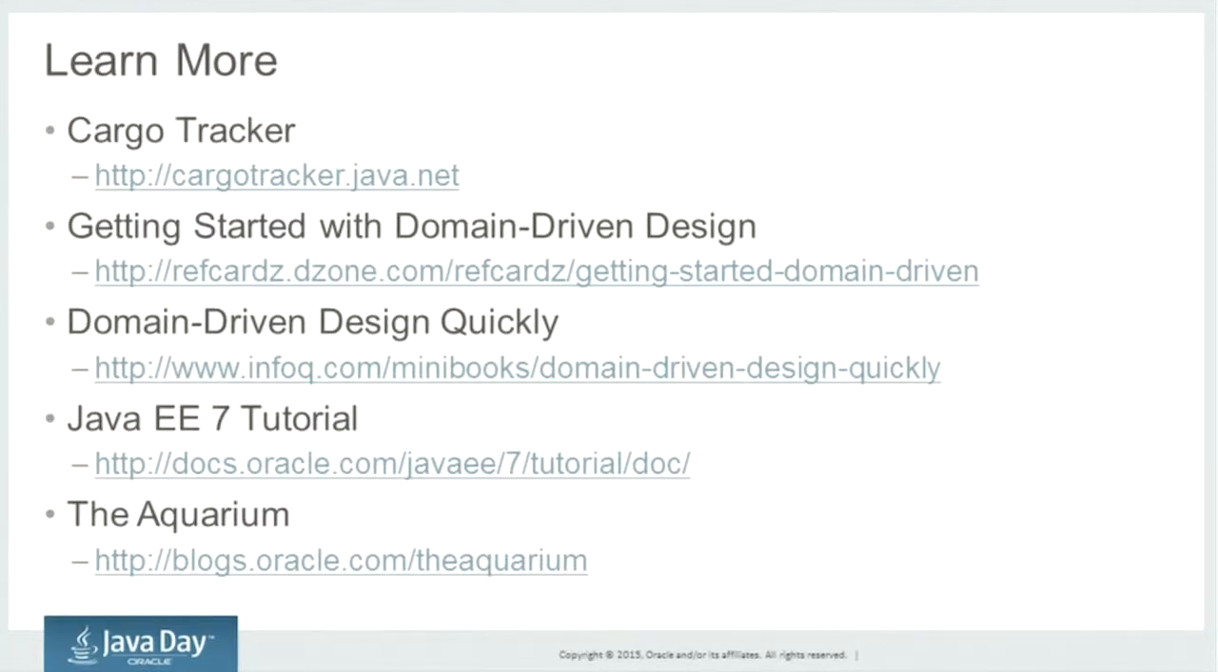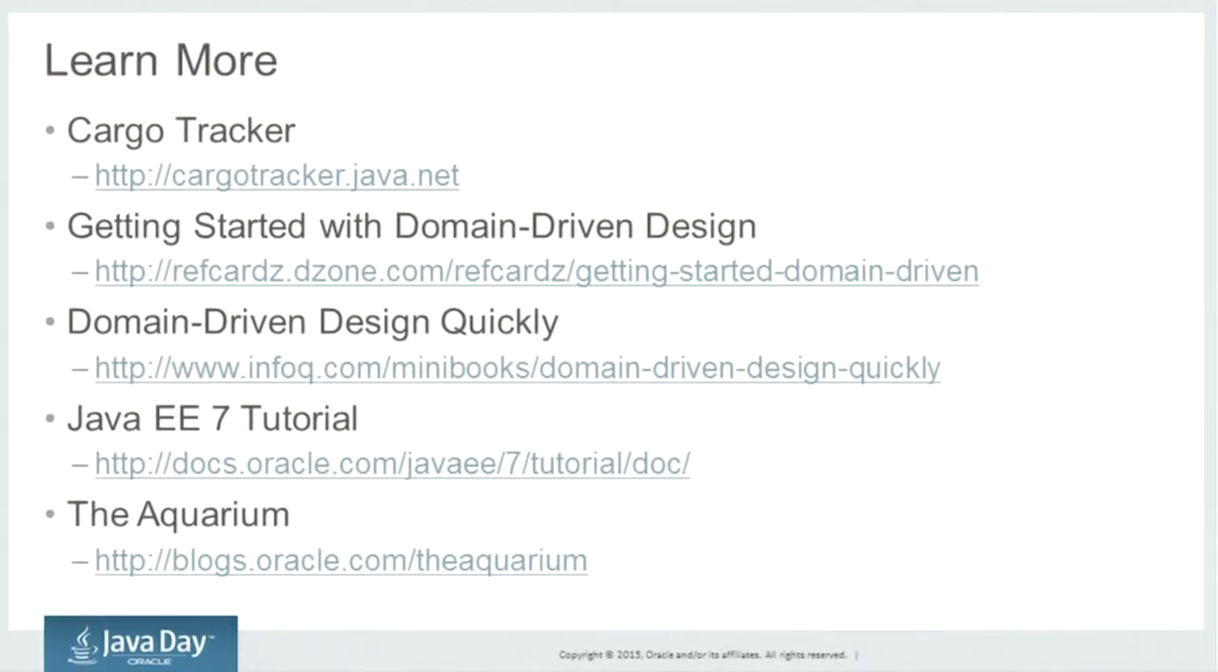There's also a nice small ebook, about 90 pages. It's a very thin book, available from InfoQ. You should also check that out. That will give you a bit more than what the ref card and perhaps my project website will give you. And of course, I always recommend the Aquarium blog. Feel free to take a look at it. It's a good way of staying up to date with Java EE.